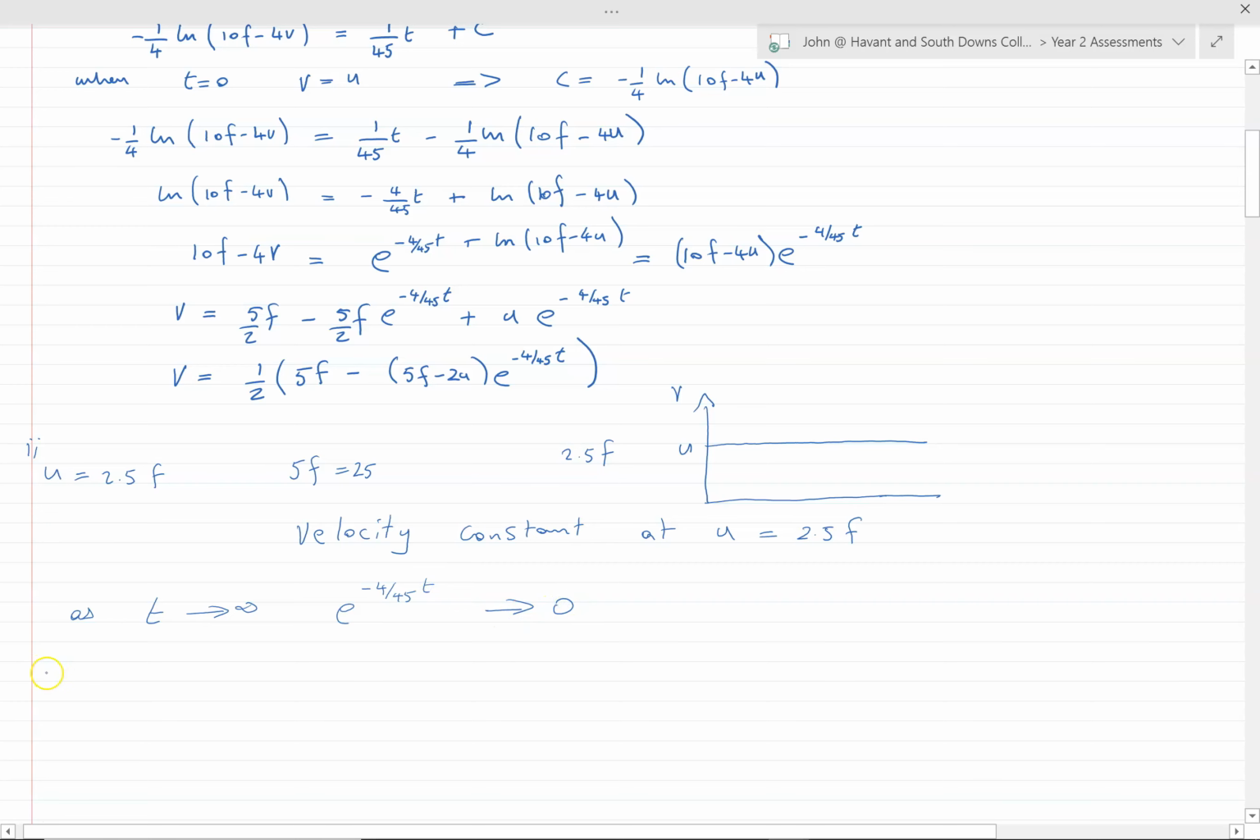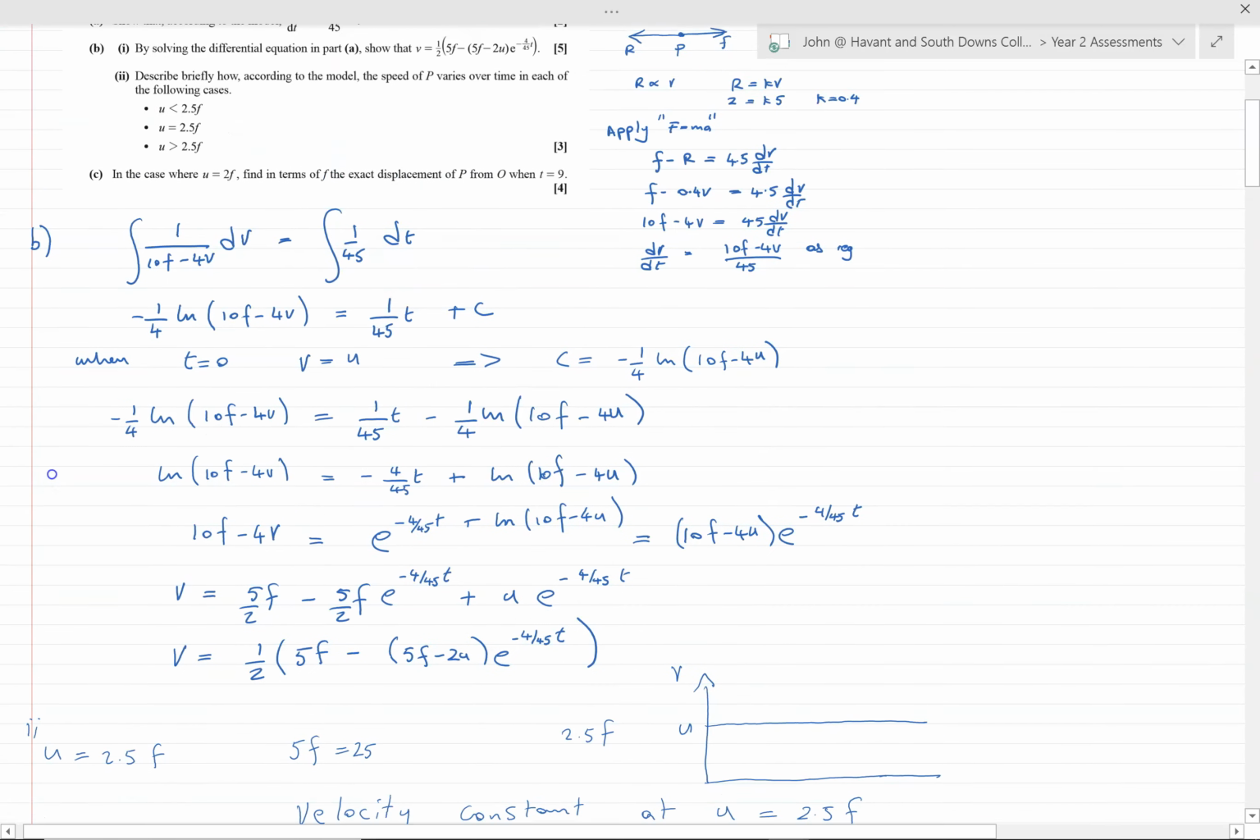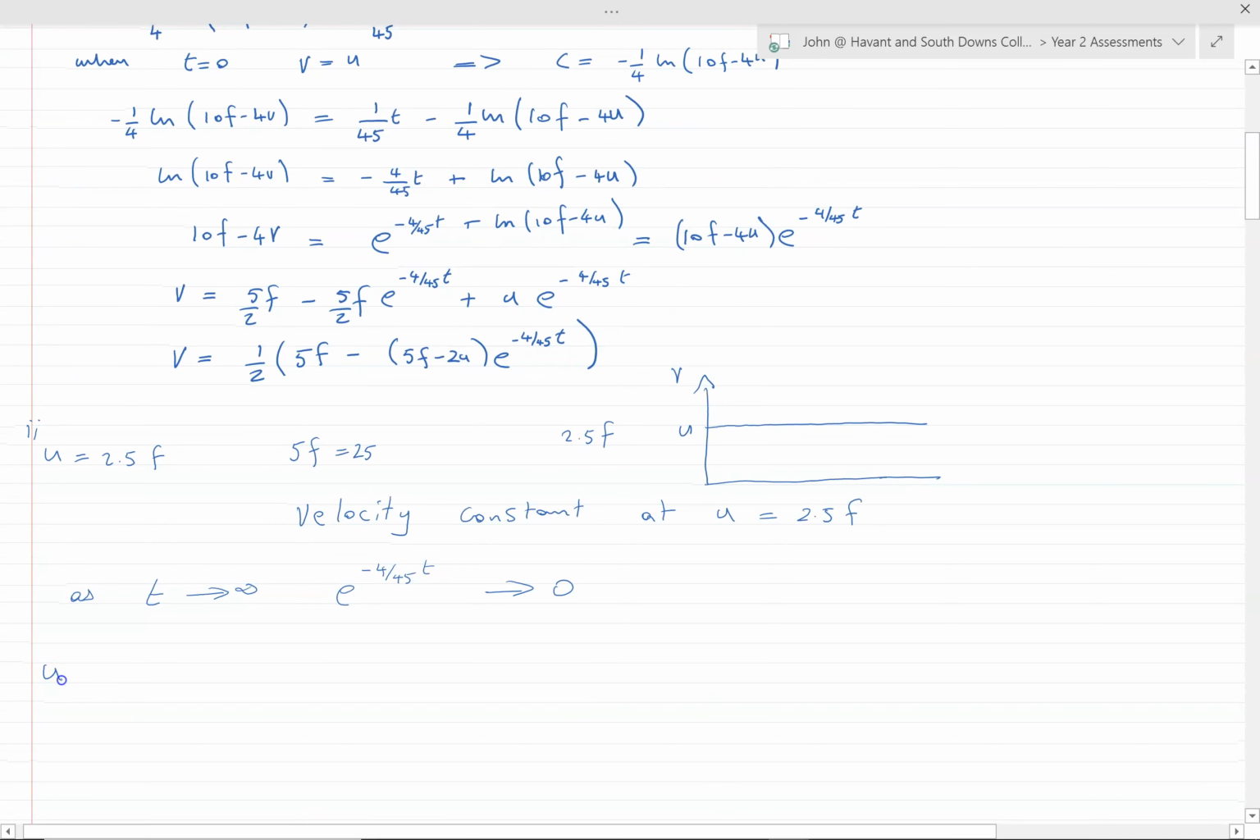So now if we have the case where, let's just consider the second case, u is less than 2.5f, then the equation here, remembering that this quantity here would be positive, would become v is equal to half 5f minus some constant e to the minus 4 over 45t, where k is greater than 0.